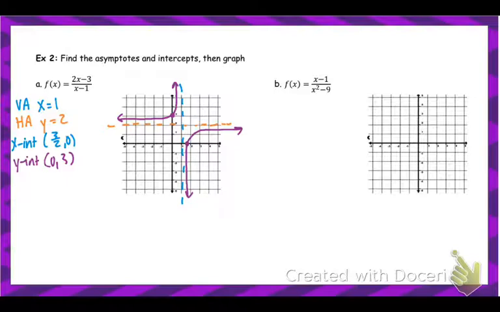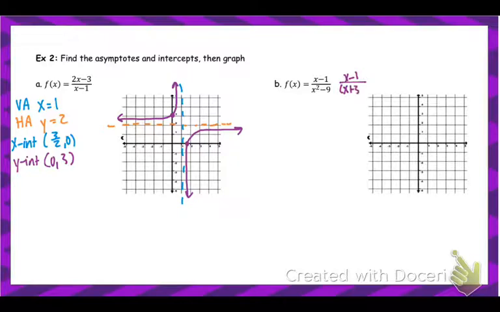Another thing we talked about in class, if a factor is squared, then at that asymptote, your graph is going to go in the same direction. But in this case, because that factor of that asymptote is to the first power, our graph is going in opposite directions. All right, let's look at our next one.